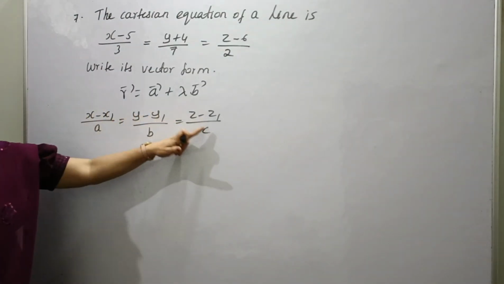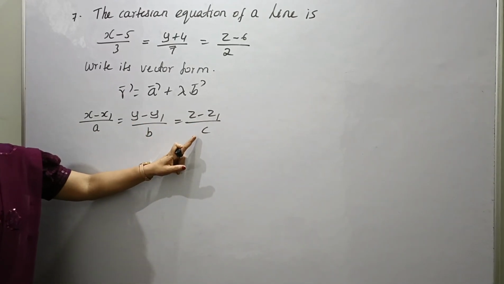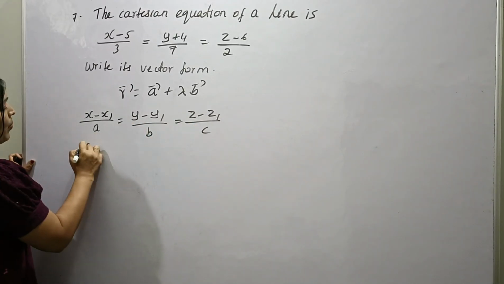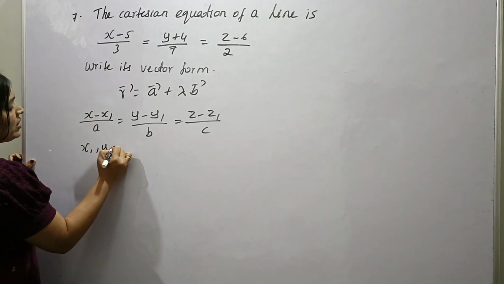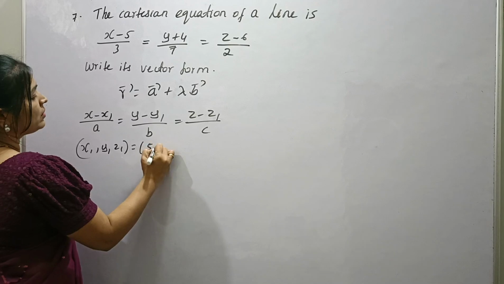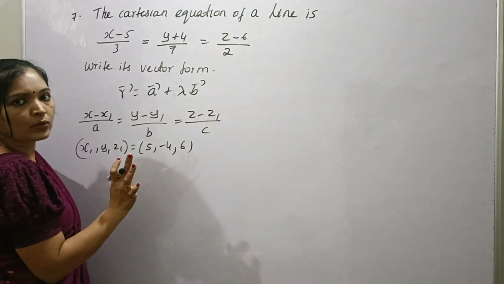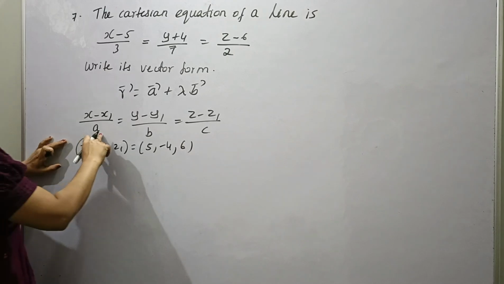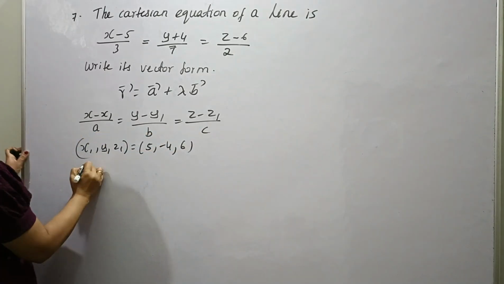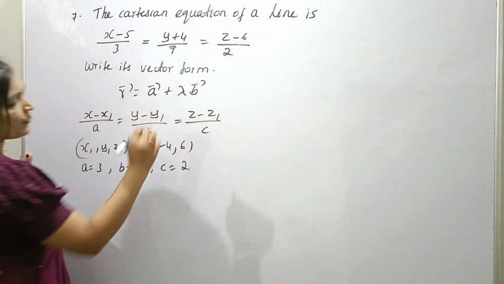Here, what are x1, y1, z1? A point on the line. And a, b, c are the direction ratios of the line. So the point (x1, y1, z1) is (5, -4, 6). Then the direction ratios: a = 3, b = 7 and c = 2.